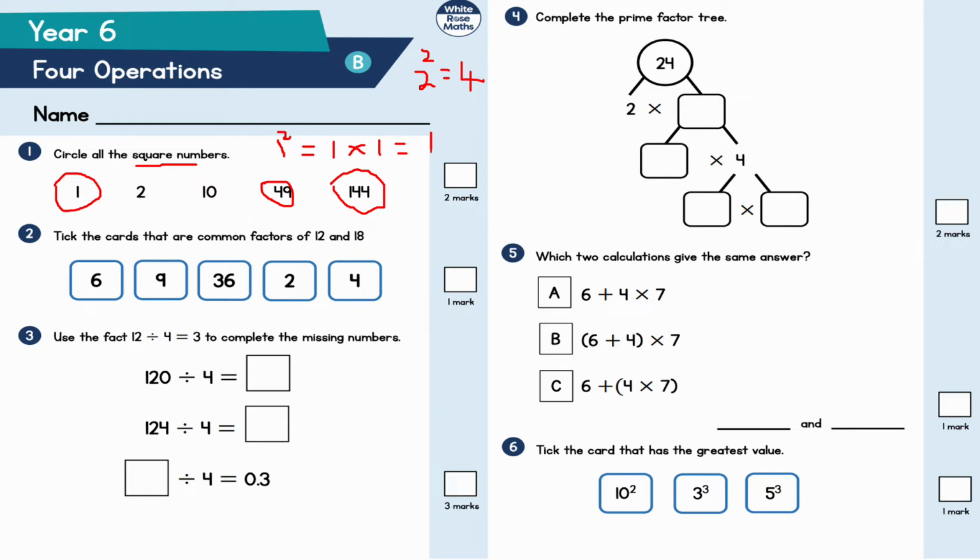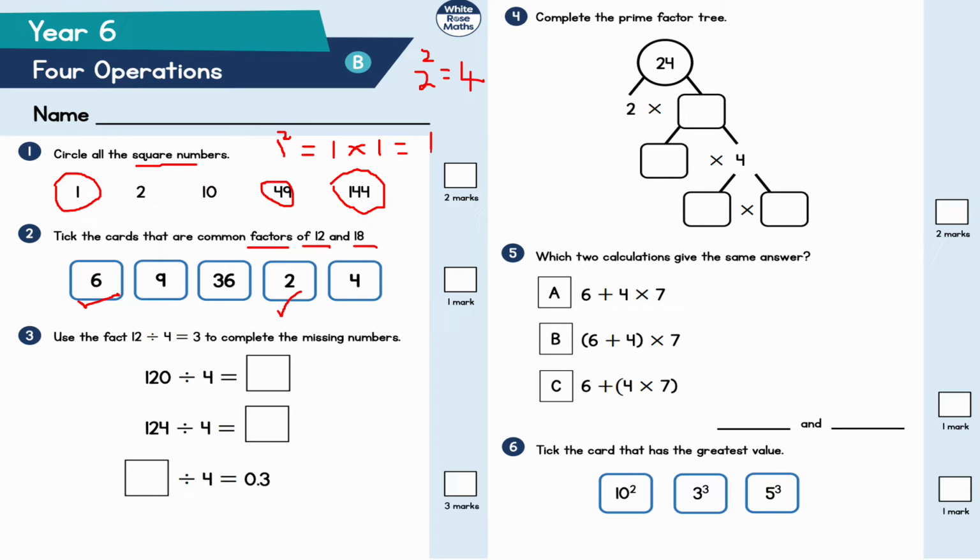This is question number 2. Tick the cards that are common factors of 12 and 18. So factors means numbers that go into that number. So 6 is a factor of 12 and 18. Yep, that's correct. 9 is a factor of 18, but it's not a factor of 12, so I can't have that. 36 is a multiple of these numbers and not a factor. 2 is a factor of 12 and 18. 4 is a factor of 12 but not 18. So it's just 6 and 2 that are common factors of 12 and 18. Factors means numbers that divide into it.